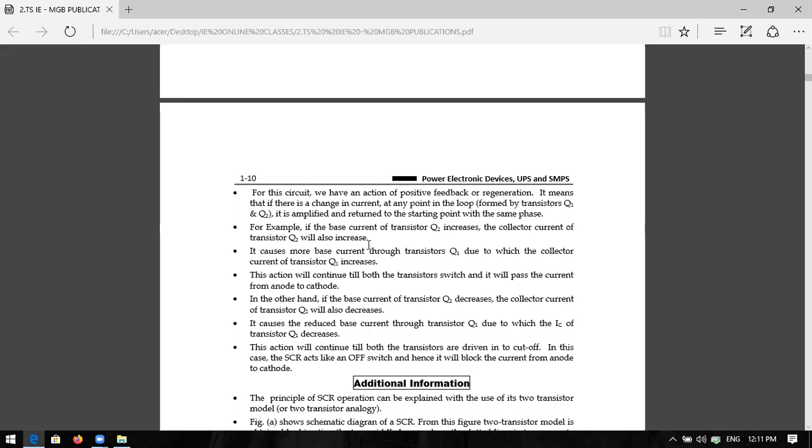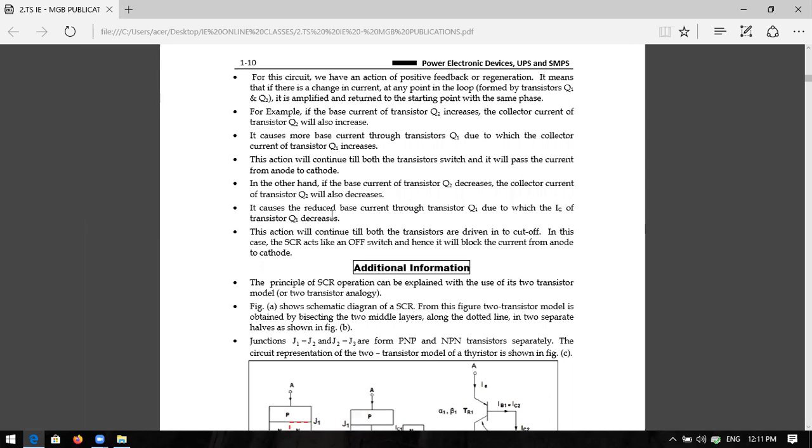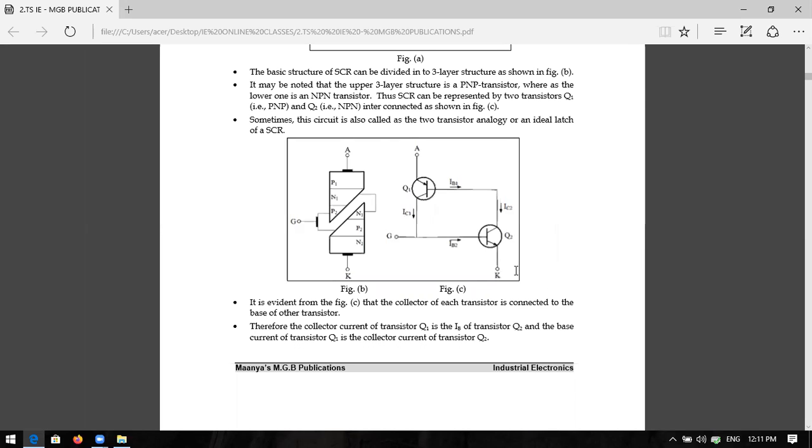Whenever energy is not given to the gate, that means 0. So the base of the second transistor is off, and the base of the first transistor is also off. Both are off. That means the SCR will act like an off switch. Okay. So in the cutoff mode, both transistors are driven to cutoff. In this case, the SCR acts like an off switch, and it will block the current from anode to cathode. Whenever it is an on switch, the current will conduct from anode to cathode. Whenever it is an off switch, it will not conduct anything.